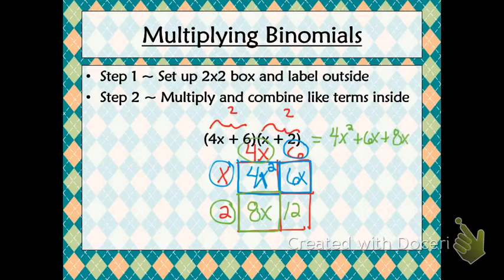So our answer becomes 4x squared plus 6x plus 8x plus 12. And we do have a set of like terms. So we're doing the 6x plus the 8x and getting a 14x to get our final solution here, 4x squared plus 14x plus 12. So this is called the box method. This is one way that you can multiply polynomials.